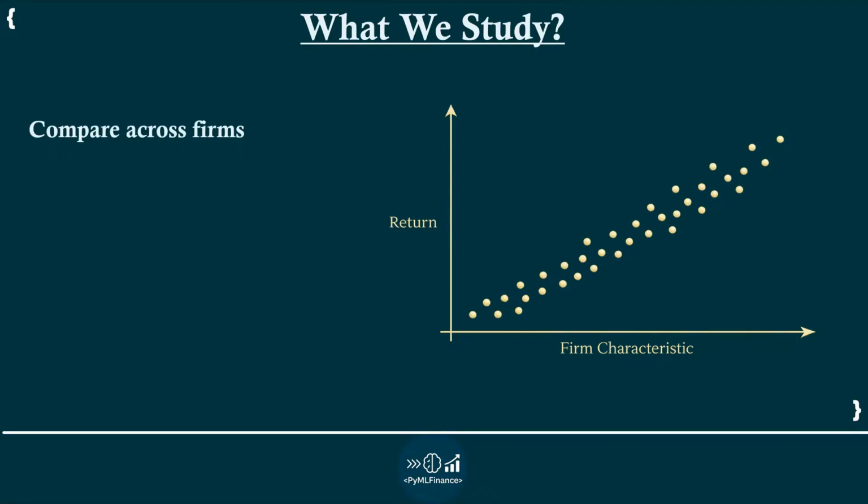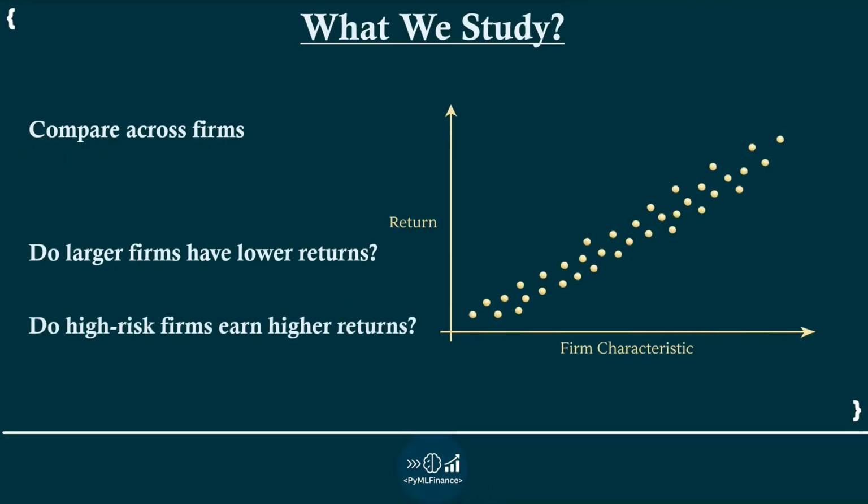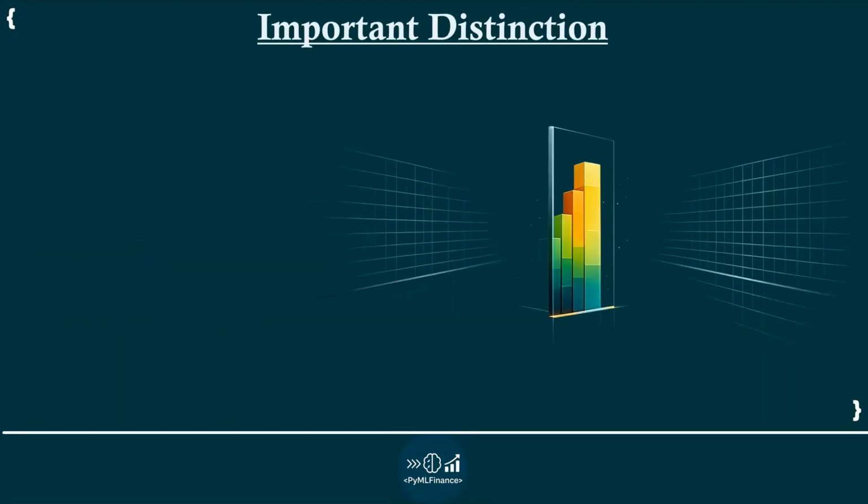Cross-sectional data is often used to compare firms. We may ask questions like, do larger firms have lower returns? Do high-risk firms earn higher returns? These are cross-sectional relationships. One important point, cross-sectional data does not focus on time. It captures a single snapshot. There is no time series dimension here.